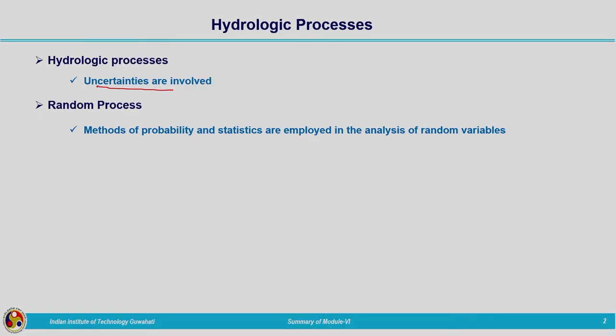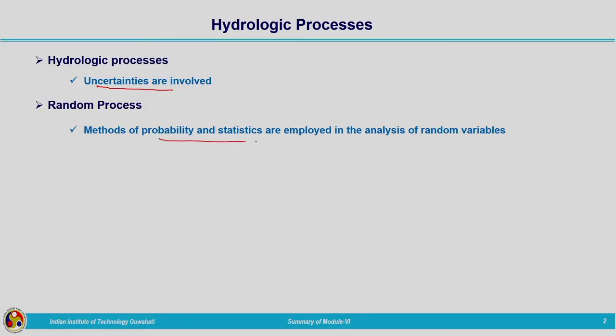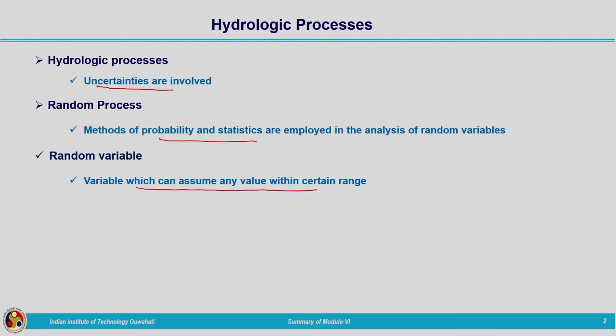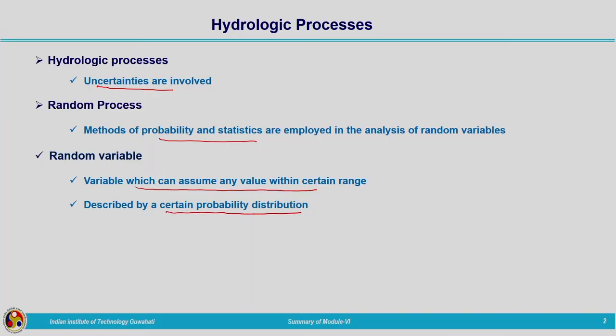And when we are dealing with the analysis of discrete and continuous random variables, we have to make use of probability and statistics for the analysis. Random variables are the variables which can assume any value within a certain range. Instead of providing a single value, it will have a range of values. Associated with that, we will have different probabilities. So, for systems having randomness, we have to incorporate the uncertainties involved with the input variables by means of certain probabilities. That is described by certain probability distributions. These things in detail we have covered in the lecture related to probability distribution.